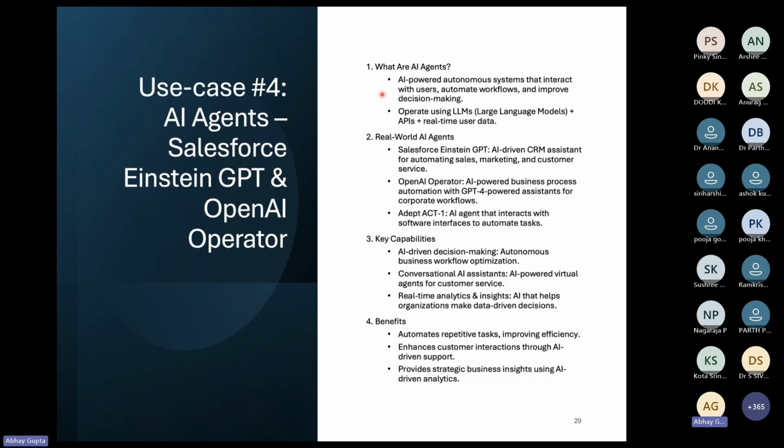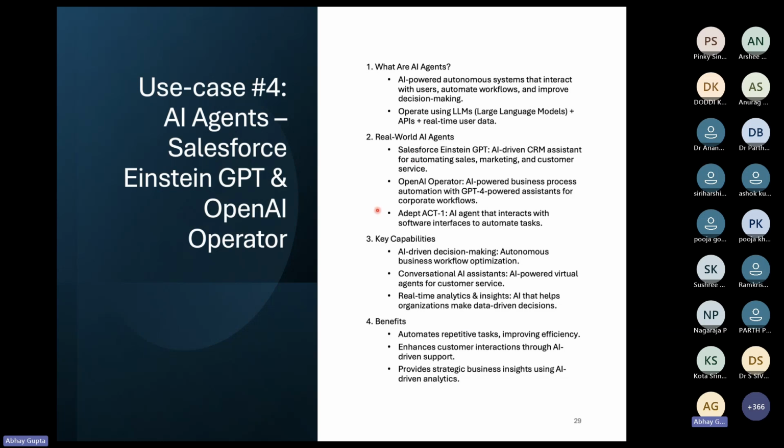So what are AI agents? They are AI-powered autonomous systems. They interact with users, automate workflow, and improve decision making. I gave an example of somebody making a booking on your behalf, but these are very simple examples. You can actually have somebody sending an email on your behalf. Right? You automate the whole sales process. For example, Salesforce is doing it.